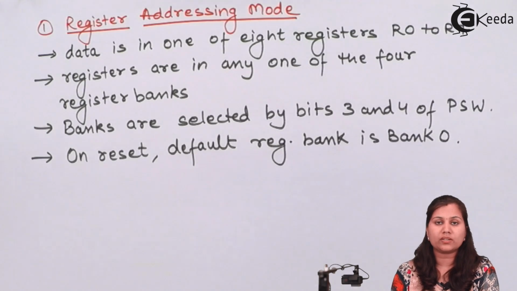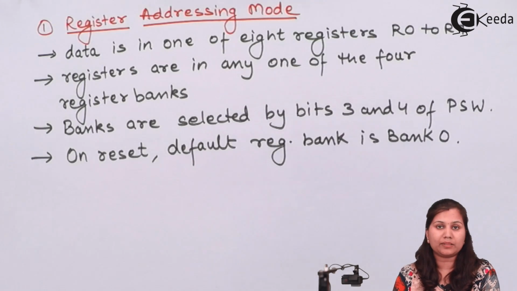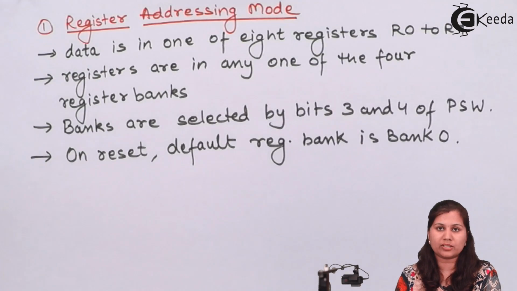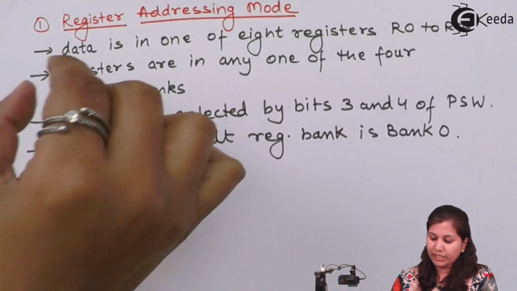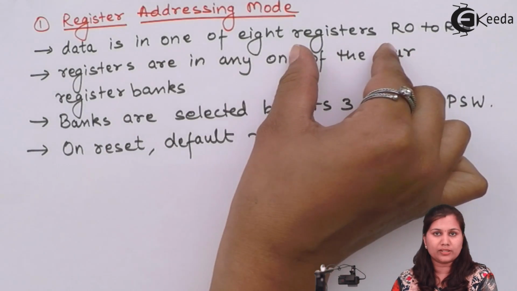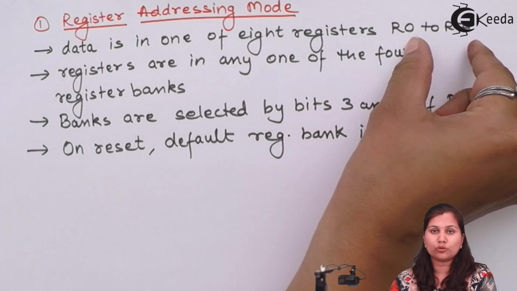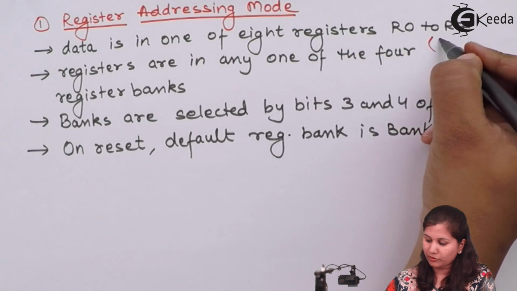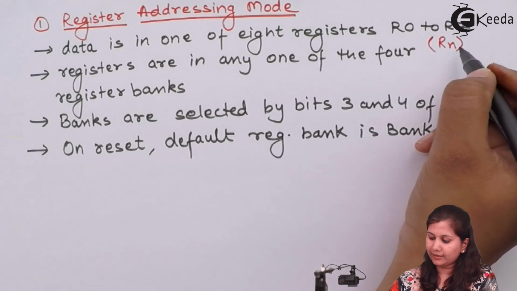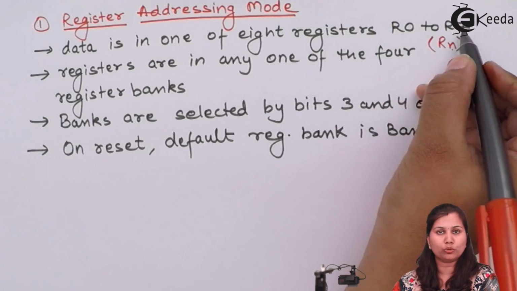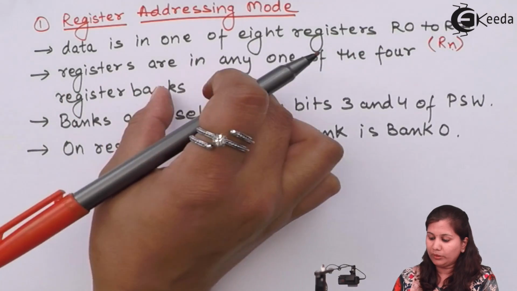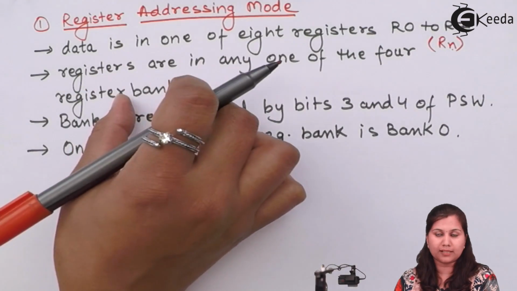So in this register addressing mode, as the name says, it is the register, so the data, that is the operand, is found in the register itself. So data is in one of the 8 registers, that is from R0 to R7. These are the 8 registers. If we generalize it, then it is Rn, and n can be from 0 to 7.